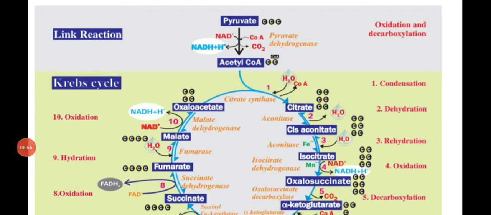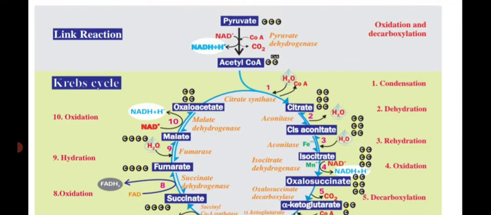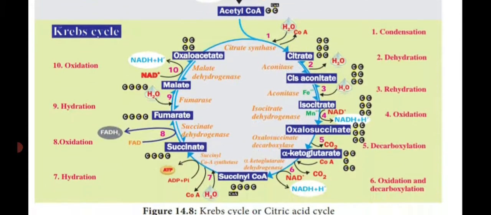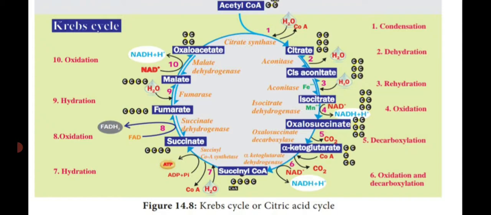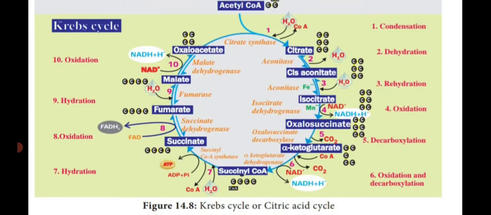Dear students, see the diagram. It's a very important 5 mark question. Draw a flow chart of the TCA cycle, citric acid cycle or Krebs cycle, which contains 10 series of reactions.